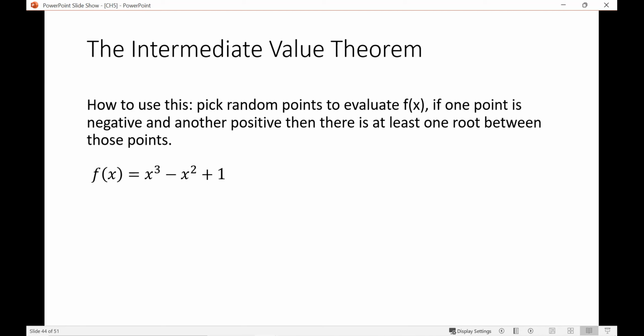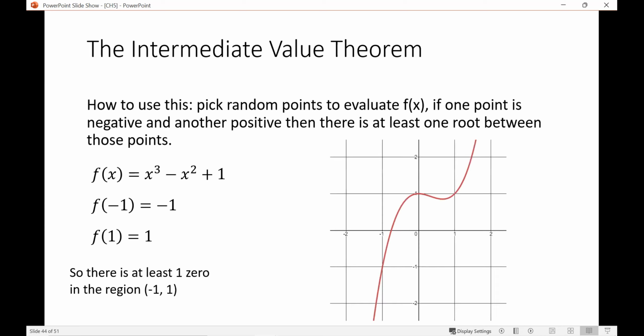And if one point's negative and another point's positive, we at least know that there's a root between those 2 points. So here's our function. We'll evaluate it at -1. We get a -1. We'll evaluate it at +1. We get a +1. So that means we have a root between -1 and +1. And in fact, when we graph this function, you see that it crosses the x-axis between -1 and +1. It doesn't tell us what that value is. It doesn't tell us how many times. I mean, we could have crossed the axis a bunch of times, but we knew that it crossed the axis there based on this intermediate value theorem.